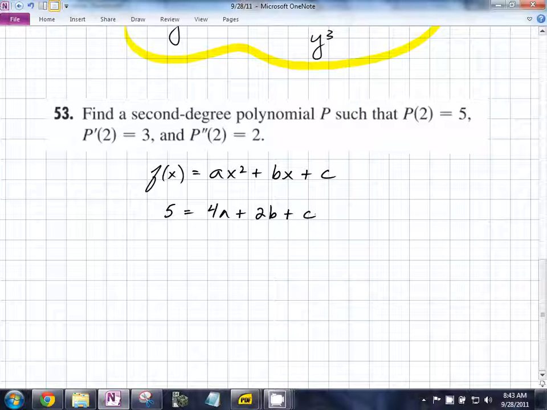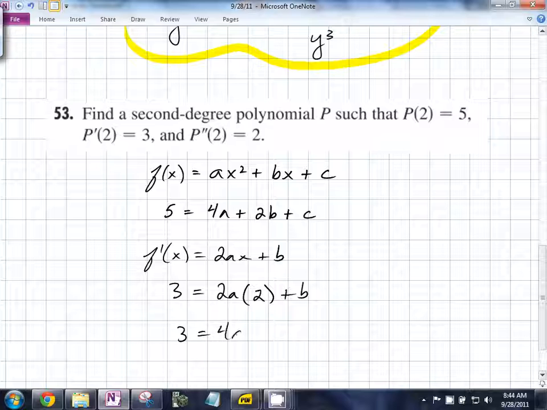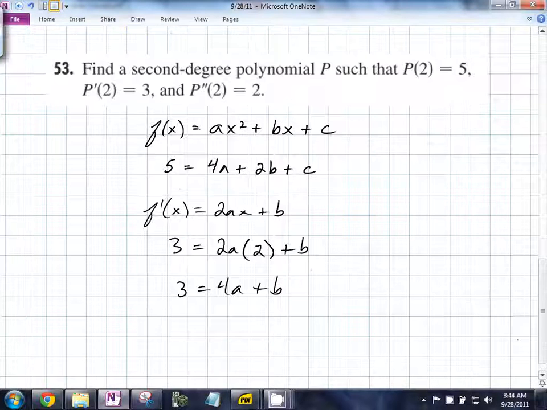Okay, so to answer this question, we need a value for a, we need a value for b, and we need a value for c. We have one equation, we better find two more. P prime of 2 is 3. So what is the derivative of this function? What's f prime? 2ax plus b. And we know that 3 is equal to 2a times 2 plus b. So what do we know? 3 is equal to 4a plus b. So we have one equation, a second equation, but now what does it say?